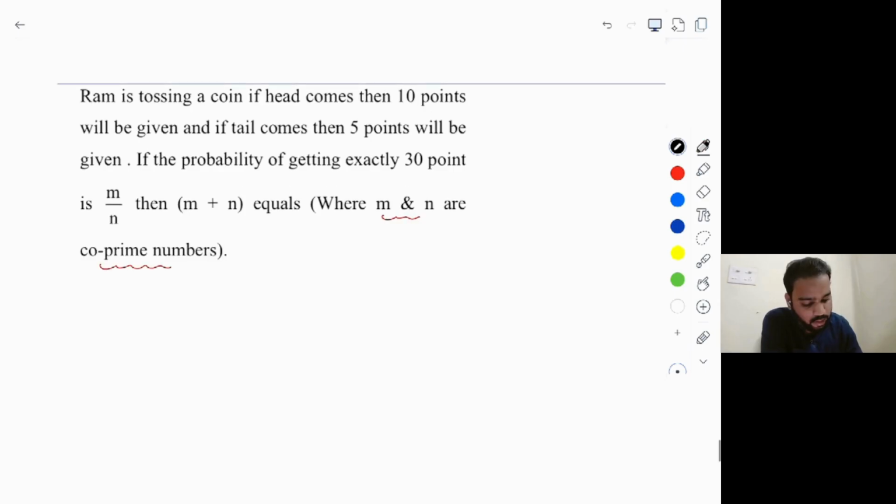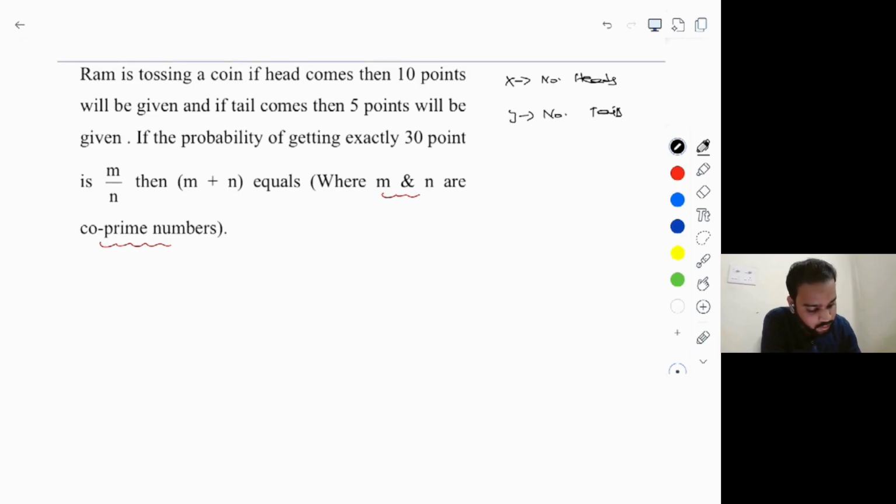Observe carefully. So if I assume that there are x number of tosses in which heads appears, so let x be the number of heads appearing, and let y be the number of tails appearing. Okay? So, which means the total number of points is going to be 30 here. Since I am taking number of heads as x and number of tails as y, and each head will give you 10 points and each tail is giving you 5 points, I can simply make an equation here, that is 10 times x plus 5 times y is equal to 30.